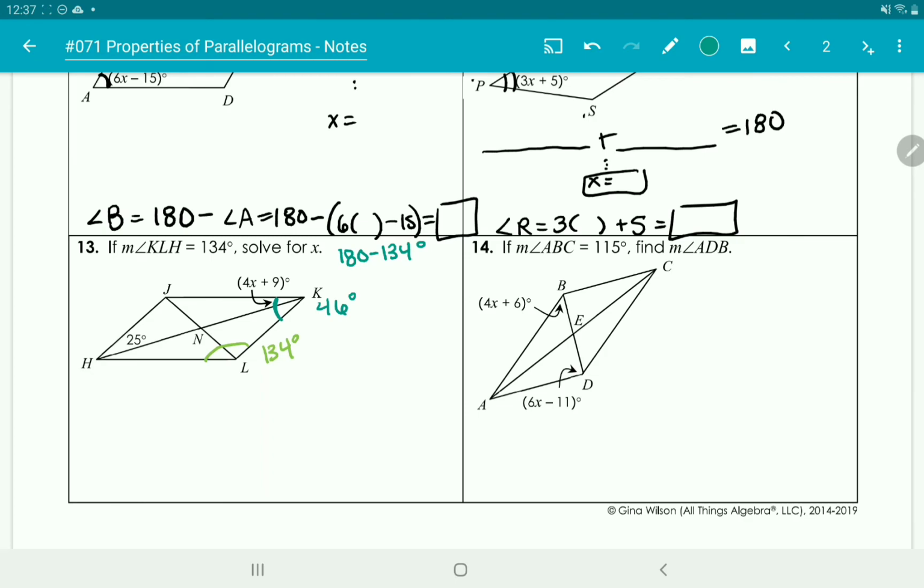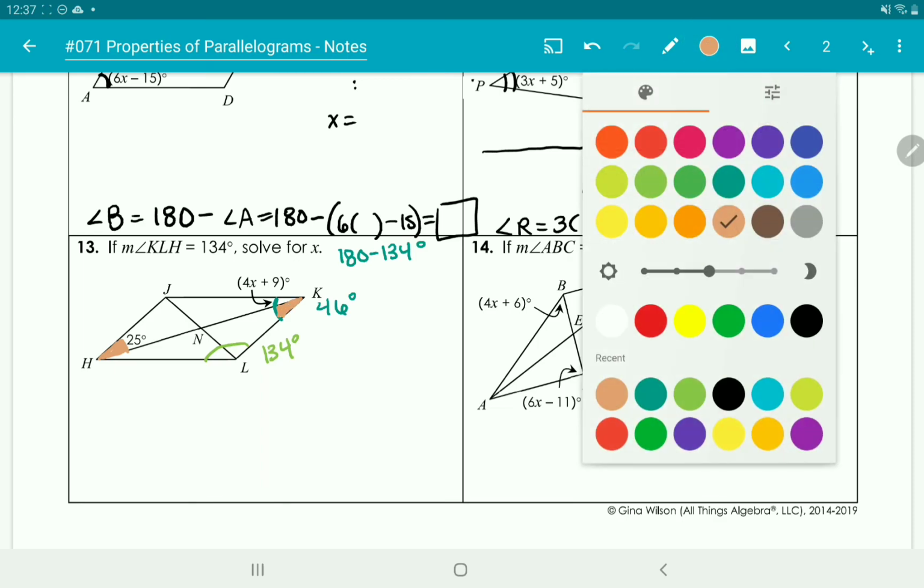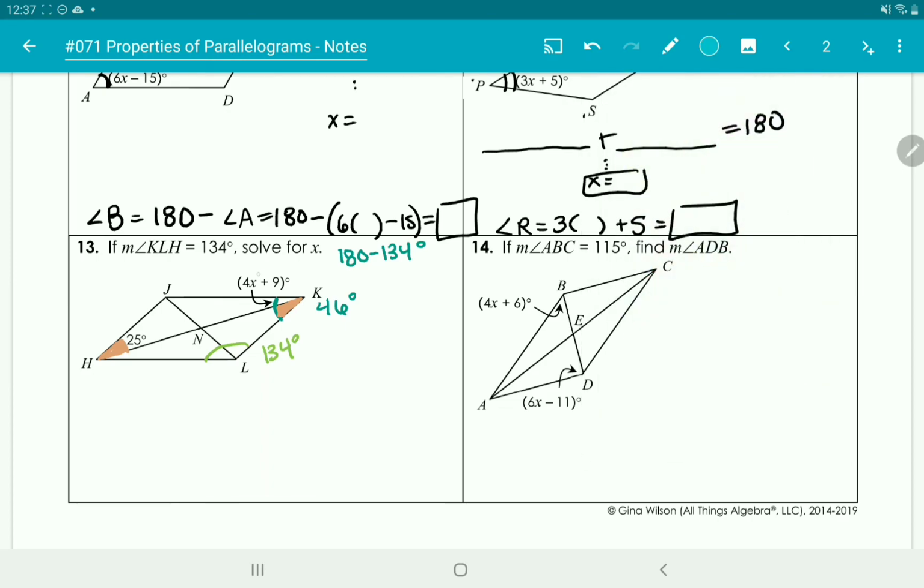So this whole thing's 46 degrees. We also know that if we look at this 25 one, if we go down the diagonal and across, that's going to be the same as that one. Now we have the one that's marked here. I'm going to go ahead and do it with the light blue. It says 4x plus 9 here. It's the second angle here.